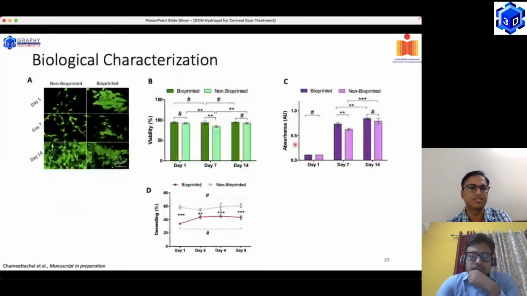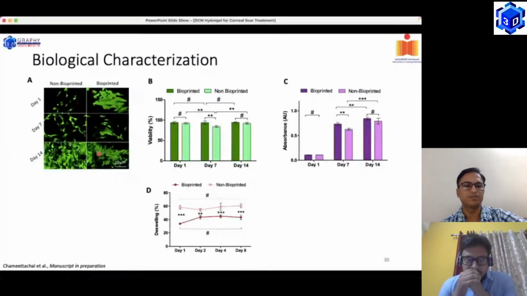The other thing is that we have done biological characterization, comparing non-bioprinted and bioprinted. What is the cell viability? We found there is not much difference between the viability of the corneas, and cell viability is very much maintained here. Also, the bioprinted cornea swells less than the non-bioprinted cornea because of the alignment of the structural elements, the collagen fibers and the cells, present during the bioprinting.